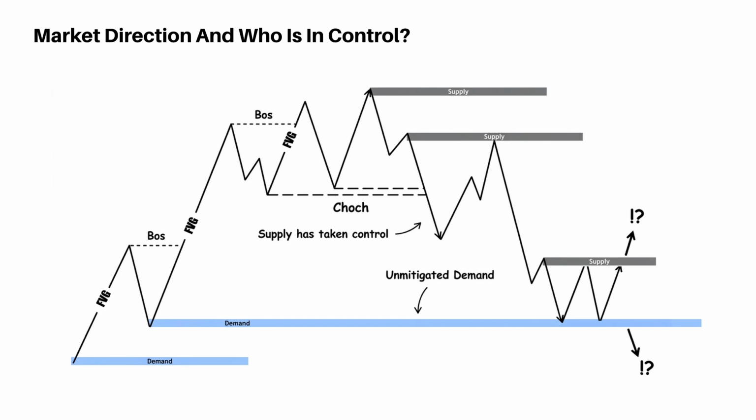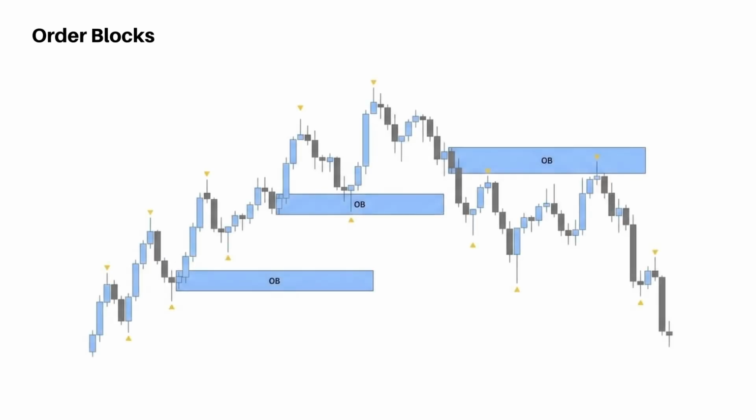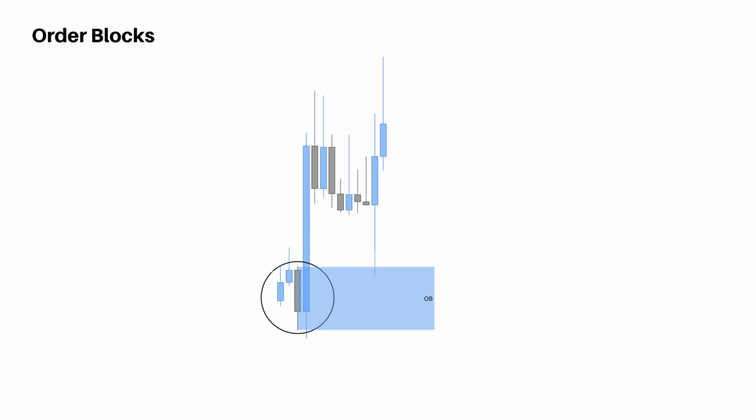The next concept we'll explore is order blocks. Order blocks are refined supply and demand zones where significant buying or selling pressure originated. These areas are important because they represent locations where large market participants likely entered their positions and caused price to move aggressively in a particular direction. We identify the first candle that creates a fair value gap as the order block zone. This is because the decision behind the strong move likely originated within that area. When price eventually returns to the zone, there is a higher probability that it will react.